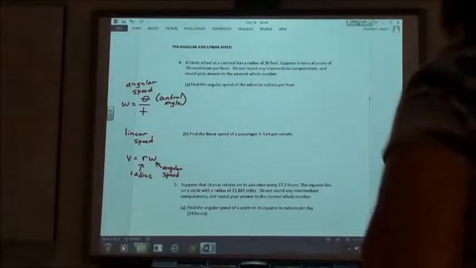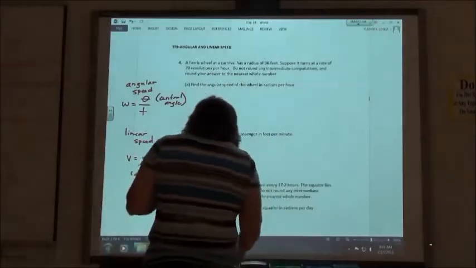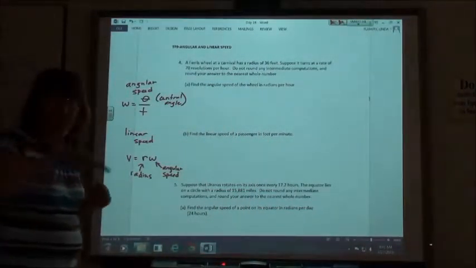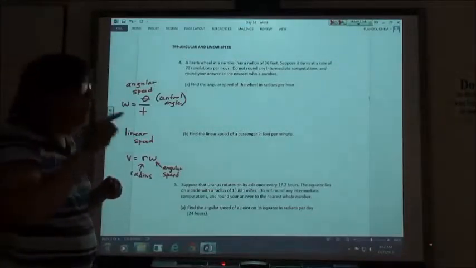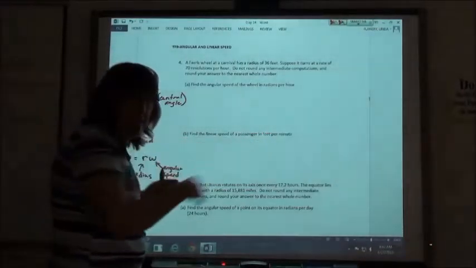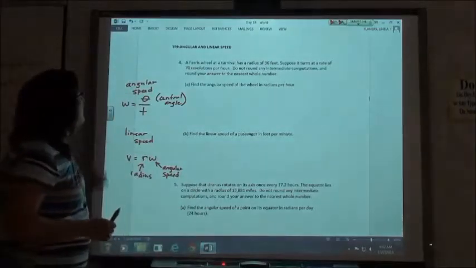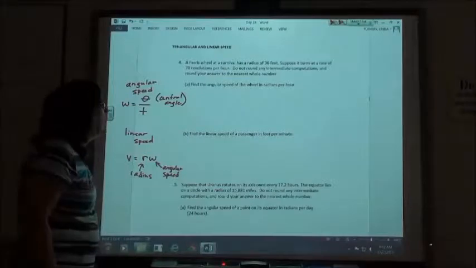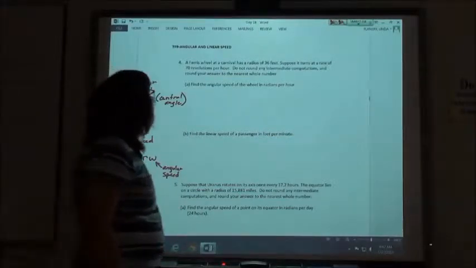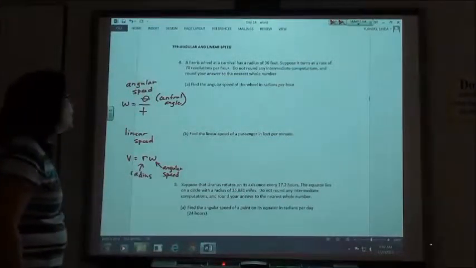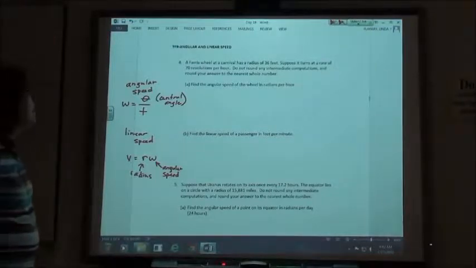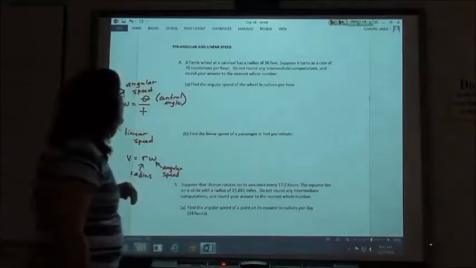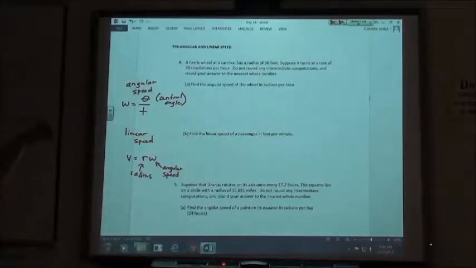All right, 4, 5, and 6 have to do with angular and linear speed. Angular speed is how fast your wheel is spinning around. Linear speed is how far a distance that covers. It says a Ferris wheel at a carnival has a radius of 36 feet. Suppose it turns at a rate of 70 revolutions per hour. Do not round any intermediate computations. Round your answer to the nearest whole number. We want to find the angular speed in radians per hour.